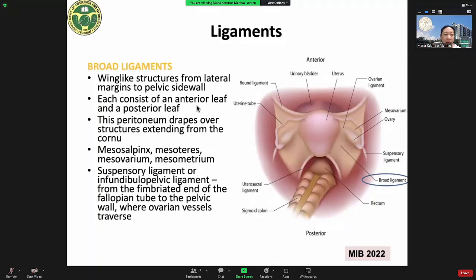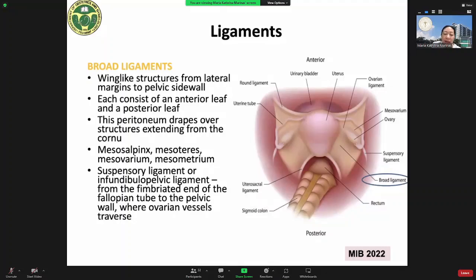The broad ligament, on the other hand, comprises wing-like structures from the lateral margins to the pelvic walls. They divide the pelvic cavity into the anterior and posterior compartments. The peritoneum that overlies the fallopian tube is called the mesosalpinx. That around the round ligament is the mesoteres, and that over the uterovarian ligament is the mesovarium.